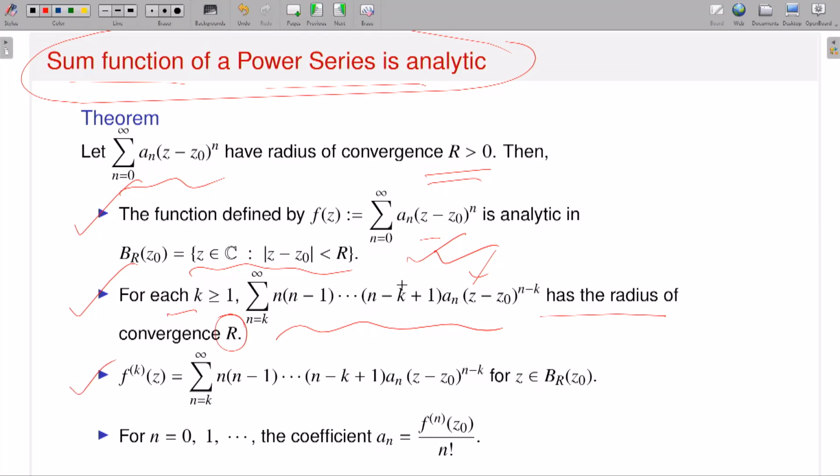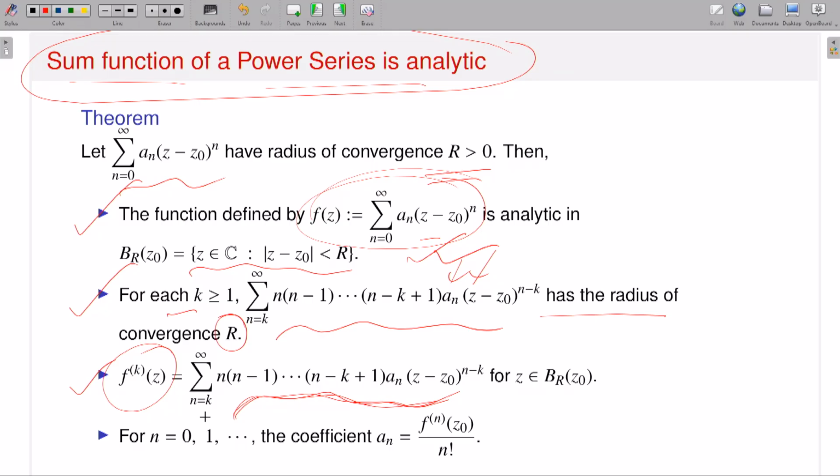Not only that, if I have the sum function f of the original series of functions, then if I take the kth derivative of f, it will give you the sum function of the derived power series. That means the kth derivative of f at z is exactly equal to the sum function of this power series. And what is that power series? This is the kth derived power series of my original power series.